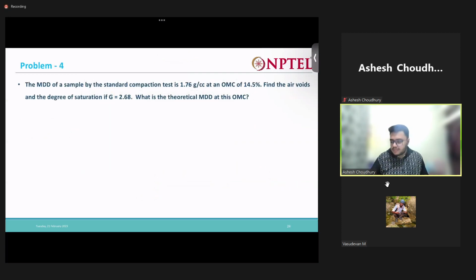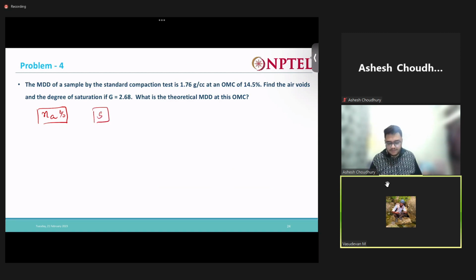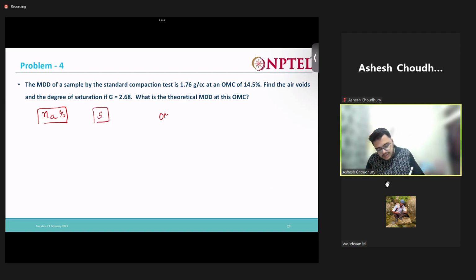So let us go to the next problem. The maximum dry density of a sample by the standard compaction test is given at an OMC. Find the air voids and degree of saturation if G is equal to 2.68. We need to find the percentage of air voids and also the saturation. Our OMC is given as 14.5% and our maximum dry density is 1.76 gram per cc.